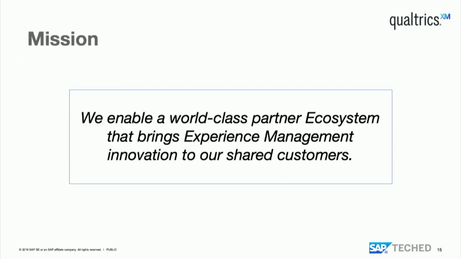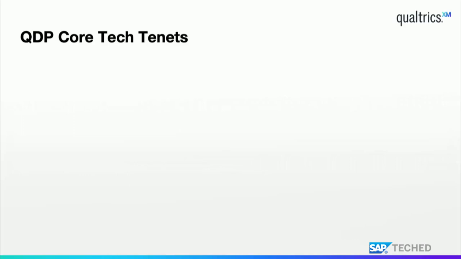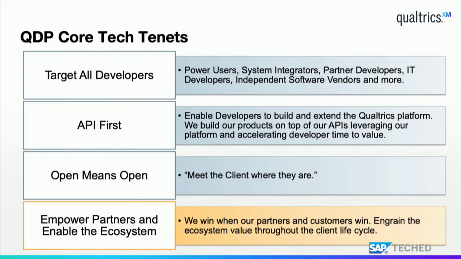Our mission is to enable a world-class partner ecosystem that brings experience management and innovation to our shared customers. This is the same mission statement that we share with our own team internally, since one of our leadership values is transparency. How do we go about doing this? We focus on four key tenets. First, we target all developers. This ranges from power users to system integrators, all the way through to IT developers and ISV vendors. Secondly, we lead with an API-first mentality.